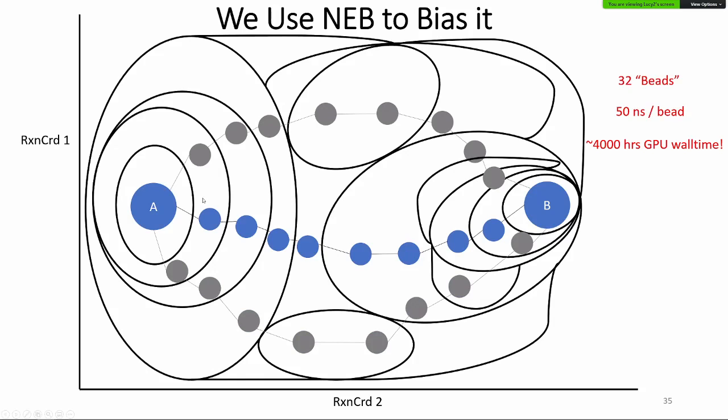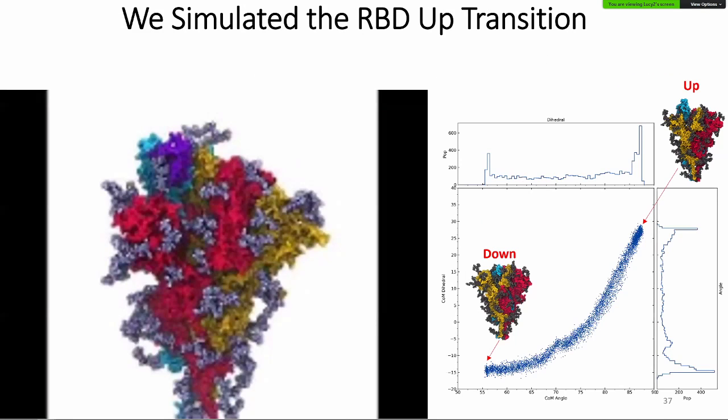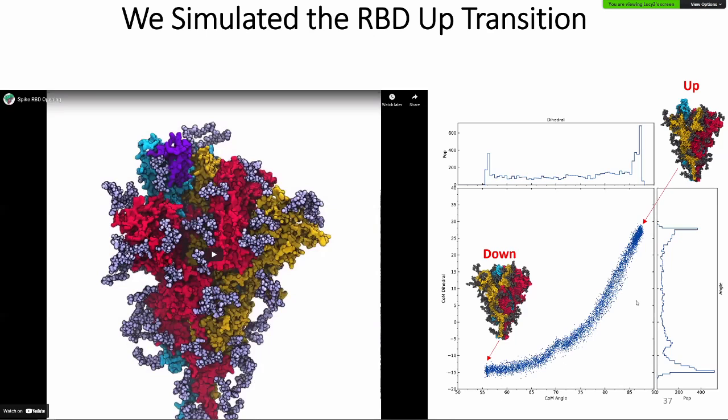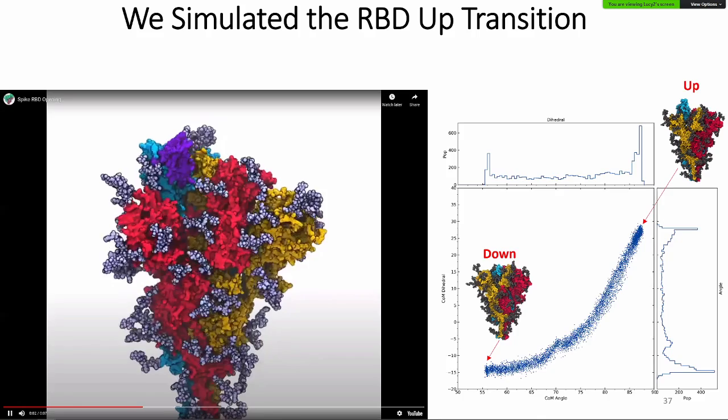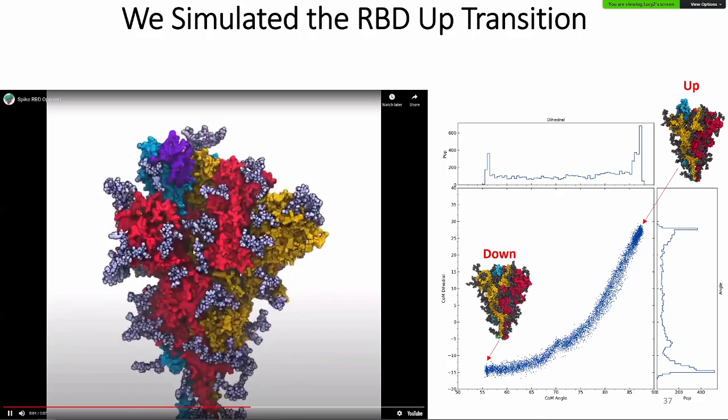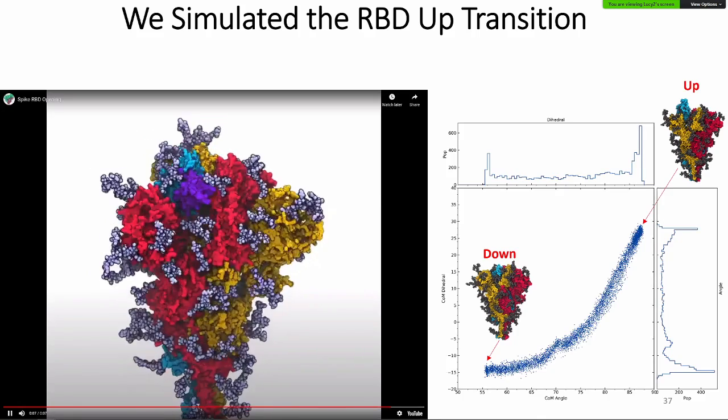So this took a lot of computational resources. We ran it with 32 beads, about 50 nanoseconds per bead. That was in total about 4,000 hours of GPU wall time. So this is not something we would have been able to do with our typical resources, running this on our NVIDIA 2080s. This is big stuff. It's challenging. So we used that nudged elastic band method to simulate that transition, right? The receptor binding domain physically shifting from the down hidden conformation into the up state and then back down.